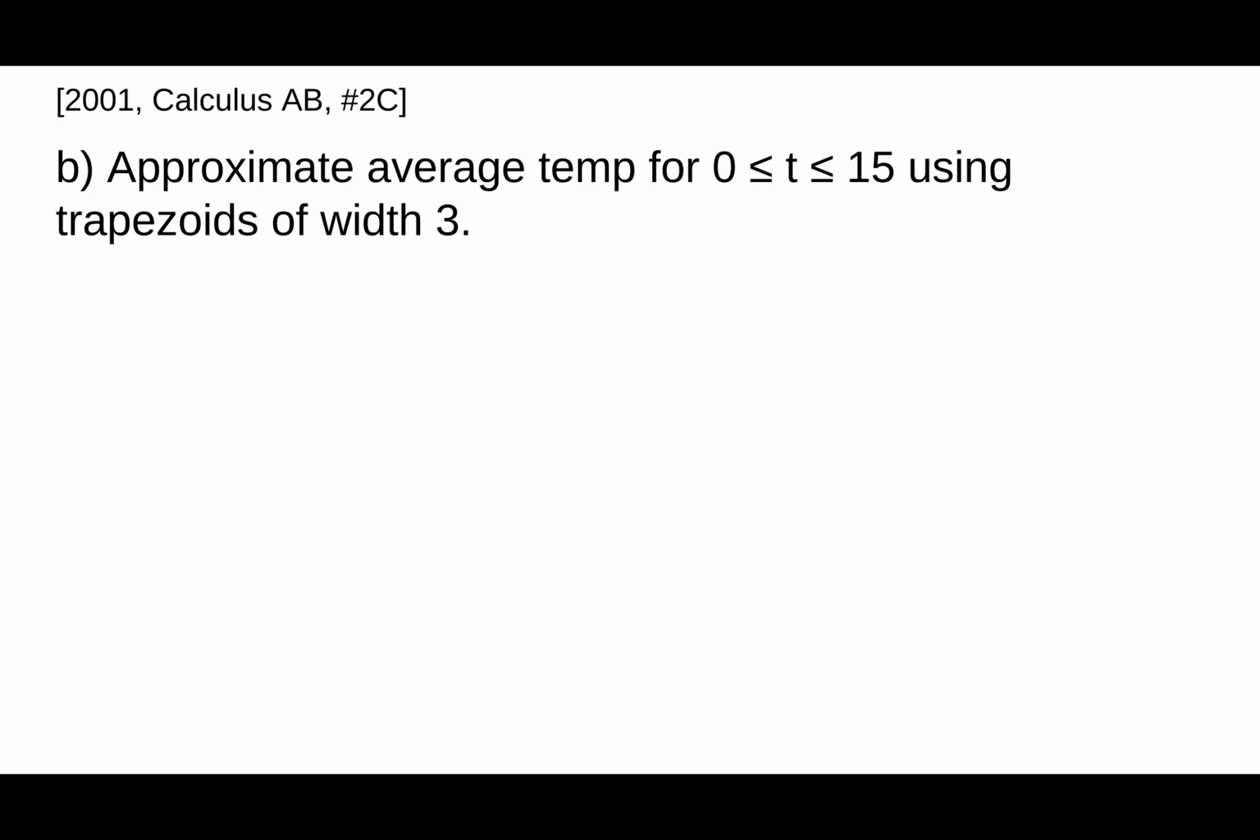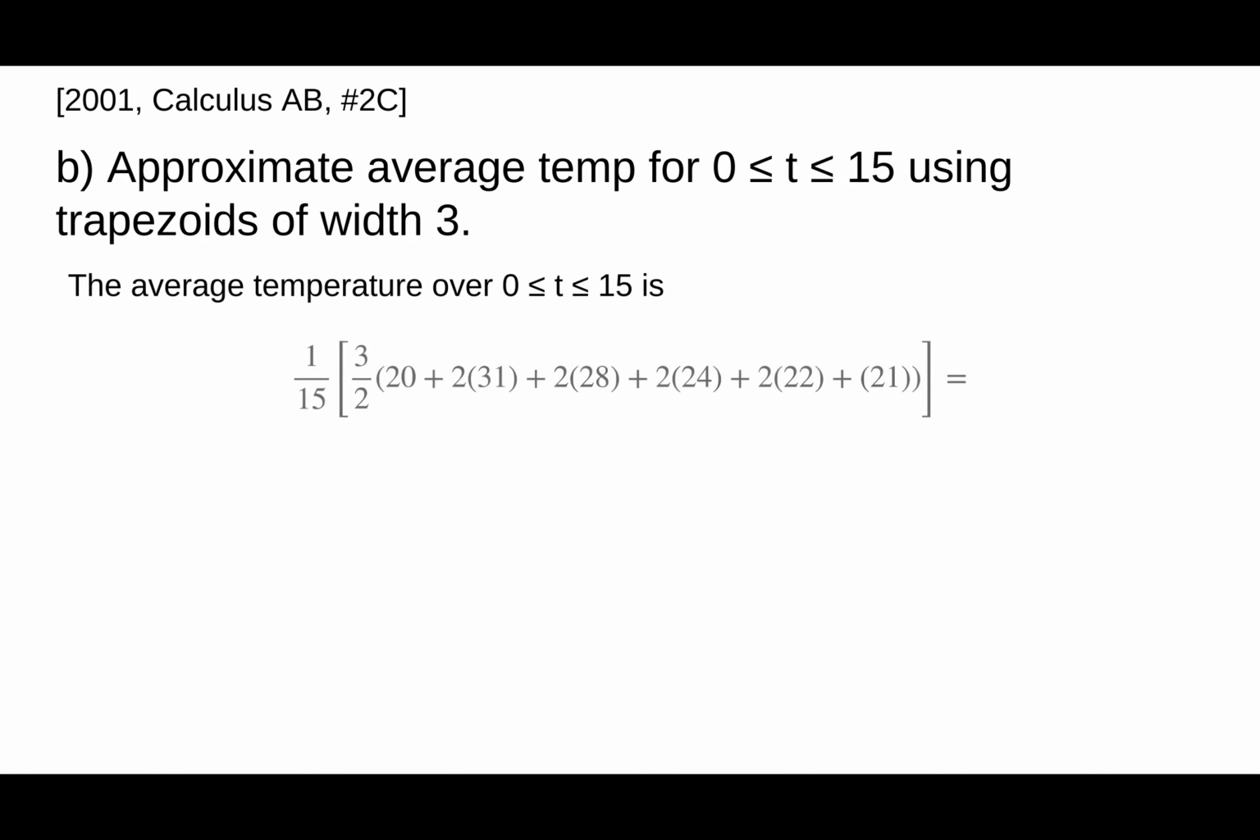In part B, we are asked to approximate the average temperature for t greater than or equal to 0 and less than or equal to 15 using trapezoids of width 3. All right, so average value of a function, remember, is an integral, and we do have to multiply by the reciprocal of the length of the interval. Our interval is 15, so we're going to have to multiply by 1/15.